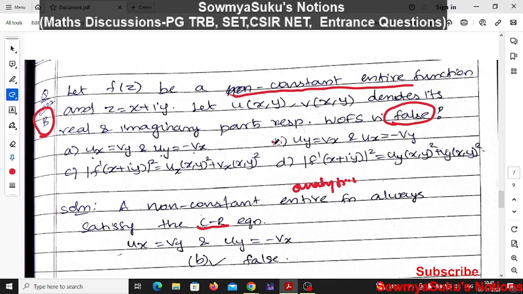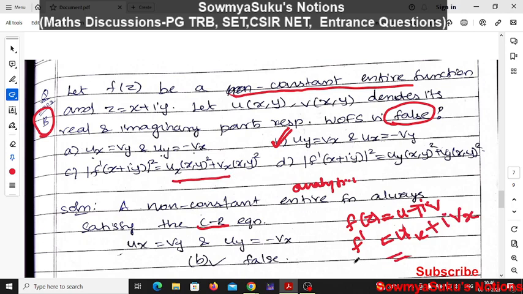False, right? So according to this question, answer B is the right one. Similarly, you can find C and D. So for that, f of z is equal to u plus iv, that you have to take. Then you have to differentiate with respect to x, means f dash is equal to what? You will get that as u x plus i v x, right? Then you can use the CR equation to change this one so that you will get this option.